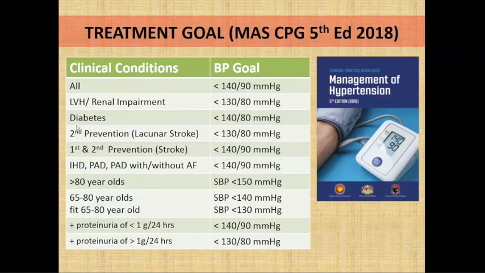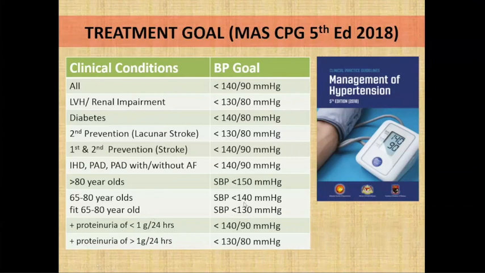Because in older people, we tend to see a lot of diabetes cases. But if your patient has left ventricular hypertrophy, already has LVH, you can be more stringent: 130 over 80. This is equivalent also for patients who have lacuna stroke and patients with renal impairment with proteinuria of more than 1 gram. It's severe cases, 130 over 80. Others are all straightforward. For 80 years old or older people, less than 150. And the fit, 65 to 80, less than 130.